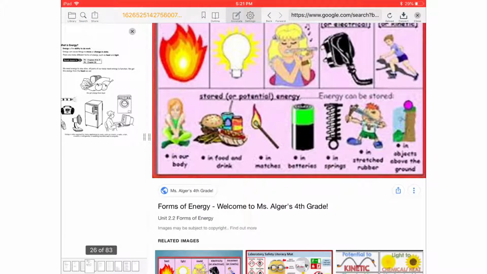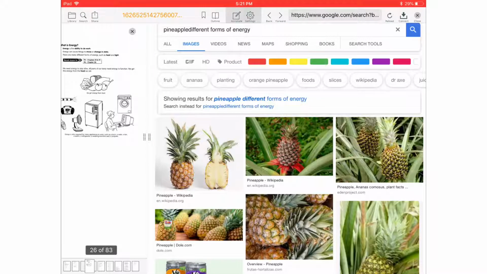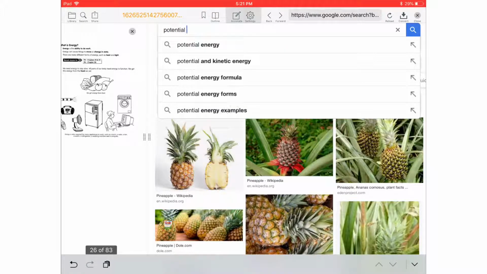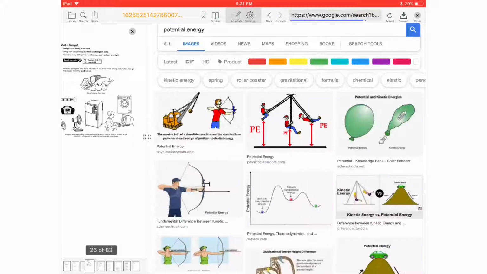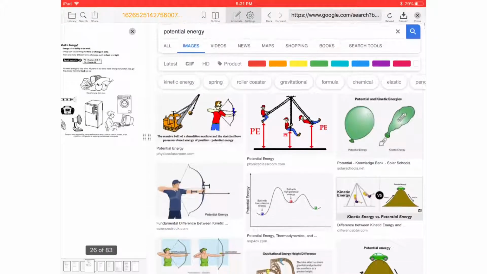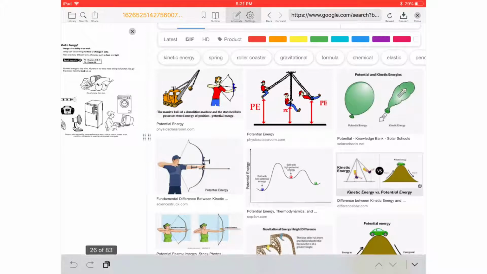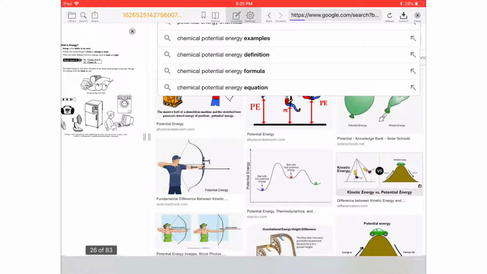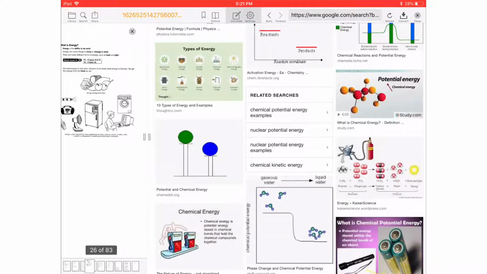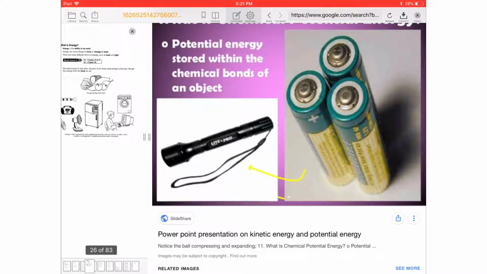There are actually 3 types of potential energy. Do you know the 3 types of potential energy that we learn in P5? The first one is chemical potential. Now, this battery has chemical potential energy. Can you see the chemical energy over here?